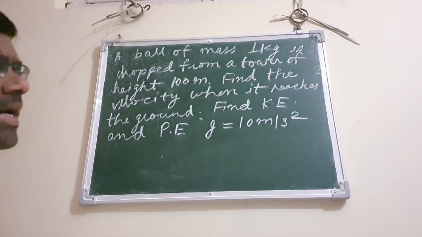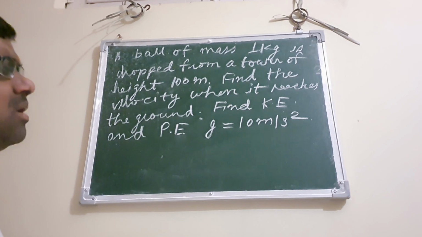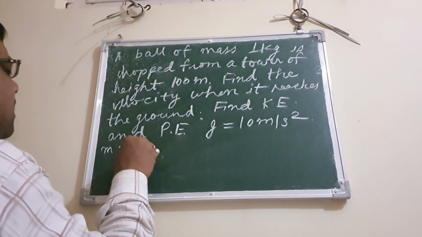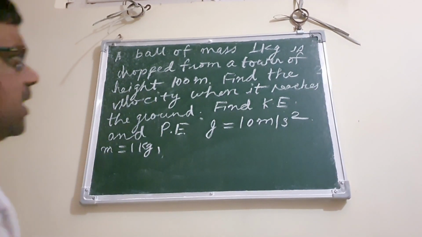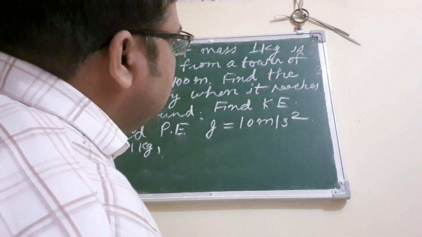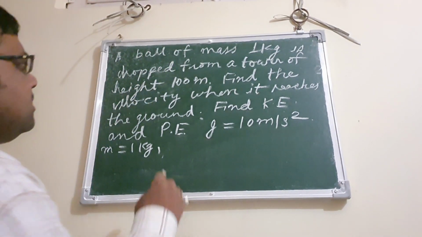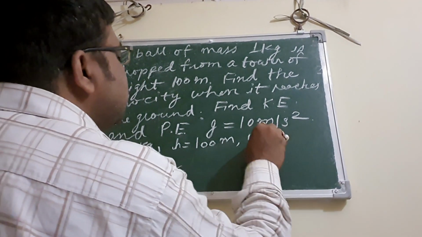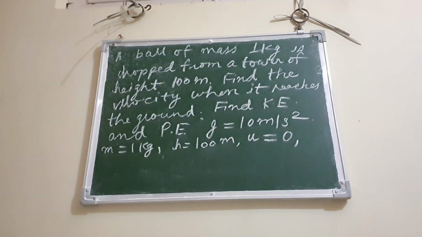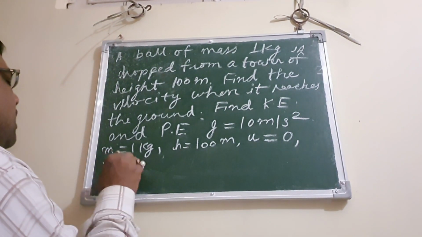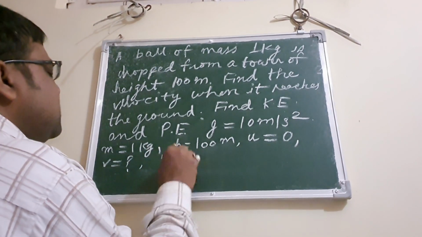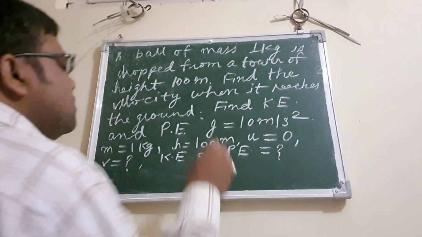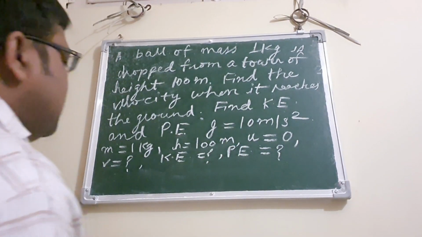We read the question, write the given things, and solve the question. A ball of mass 1 kg, so mass is given to us as 1 kg. It is dropped from rest, from a tower of height 100 meter, so h is equal to 100 meter. It is dropped from rest, so initial velocity u is 0. We have to find the velocity, the kinetic energy, and also the potential energy.